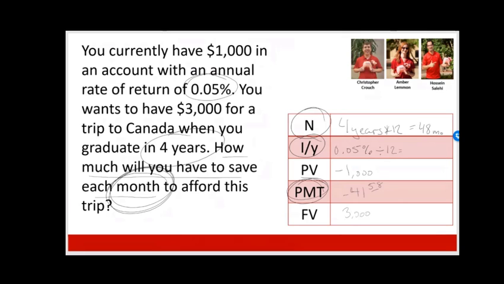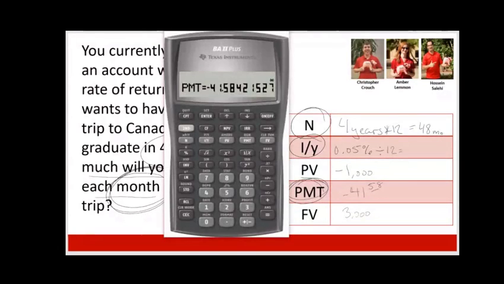Let's do a quick sanity check here. We are saving monthly for 4 years. We want $3,000 at the end of it. So if we take 41.58, we're going to save that monthly, so times 12. So each year we'll be saving around $500. And then multiply that by 4 years, which is how long we're saving. We're going to have right about $2,000 when we graduate. So that remaining amount is from interest. We also had an initial $1,000.